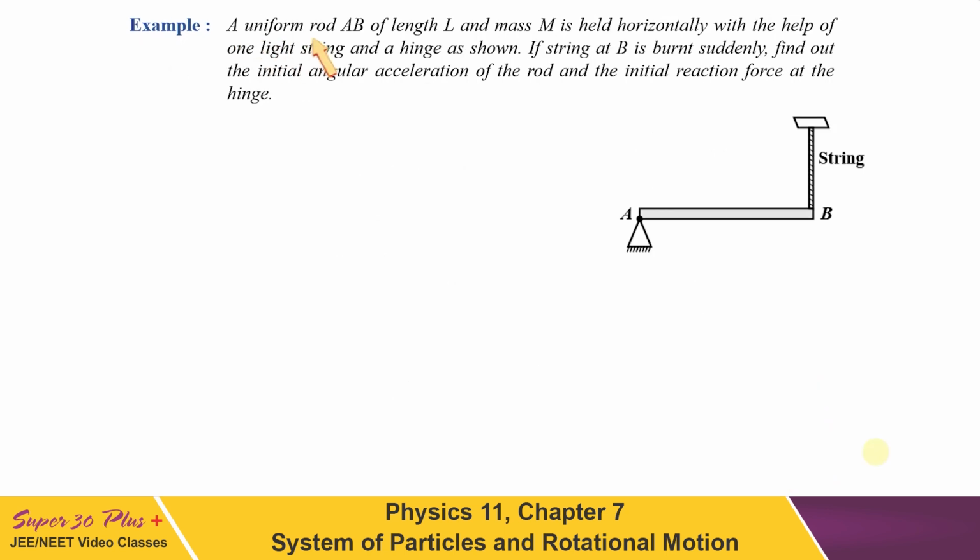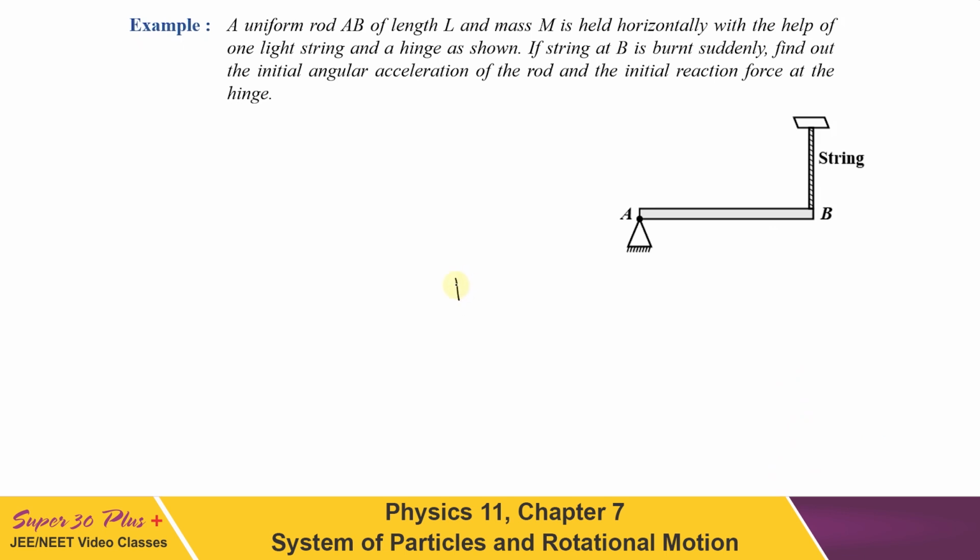A uniform rod AB of length L and mass M is held horizontally with the help of one light string and a hinge as shown. If the string at B is burnt suddenly, find out the initial angular acceleration of the rod and the initial reaction force at the hinge. As we all know, at the moment of cutting off or burning of a string, the tension in the string becomes 0. So that we have to consider here. Let us see how it can be solved.